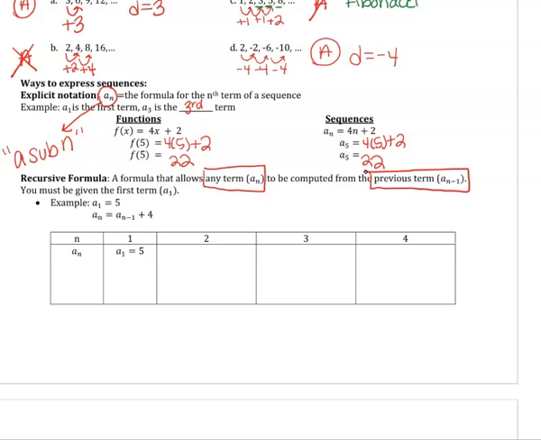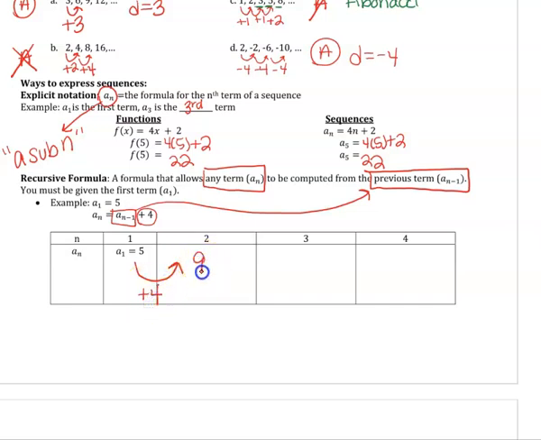So in a recursive formula, you're going to be given two parts, the first term and then a pattern based on the previous term. So when you look at this, you should read it as, hey, if you want the next term in your sequence, you're going to take the previous term and do what to it? Add 4. So if this is my first term, to get to the next term, I'm just adding 4.